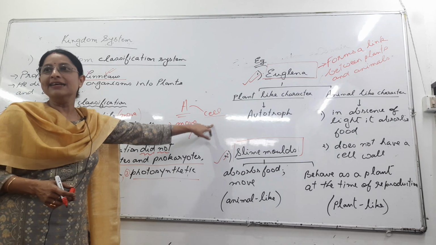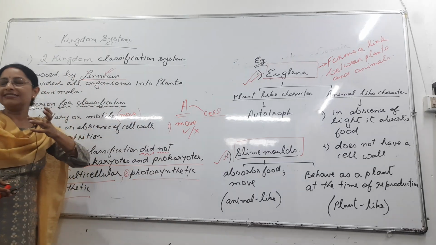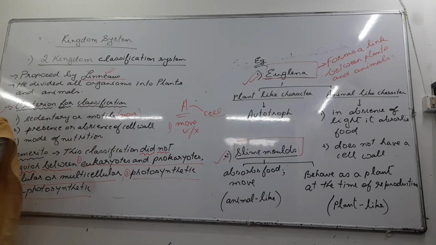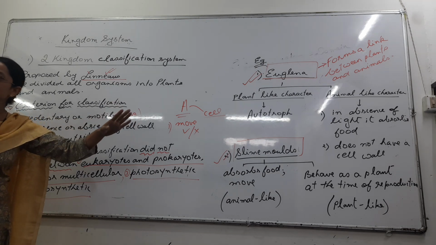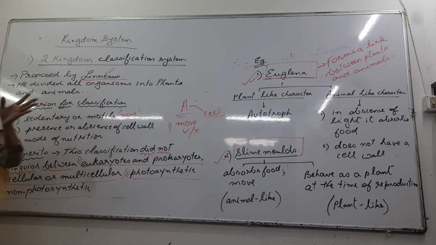Cell wall, if present, he has put it in the plant group; if cell wall is absent, he has put it in the animal group. Third is mode of nutrition. Whenever we talk about nutrition, we talk about two types: either it is an autotroph or it is a heterotroph. Either it makes its own food or takes from others. If an organism makes its own food, he considered it a plant; if not, an animal.